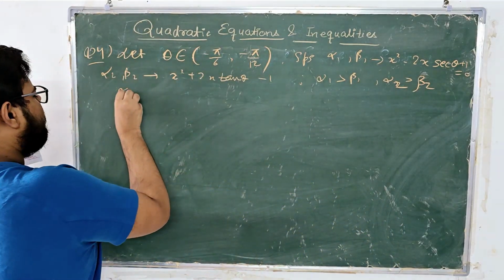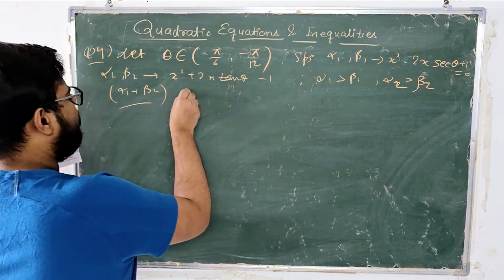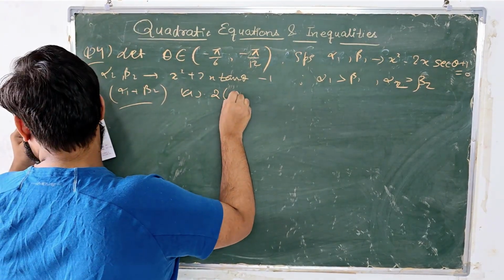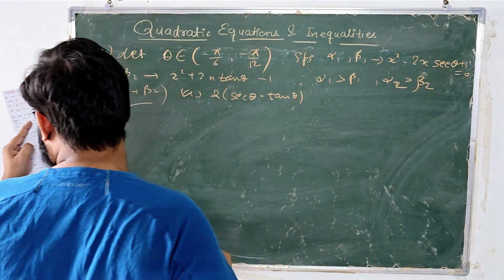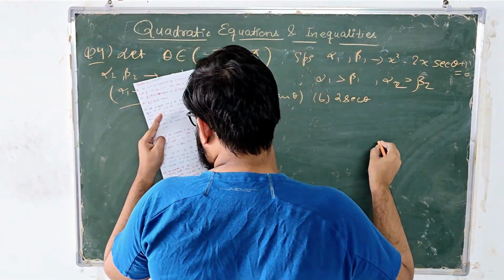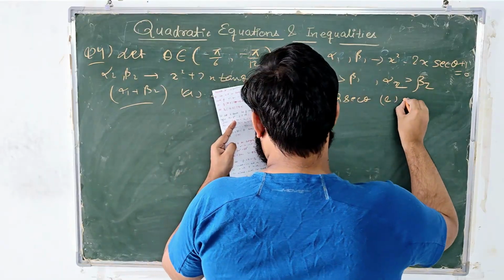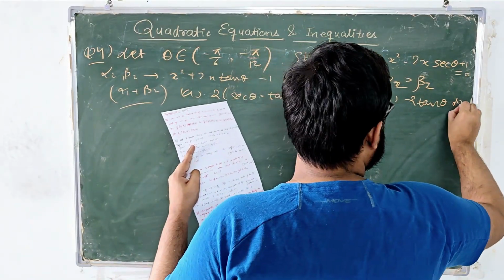Then what is the value of alpha 1 plus beta 2? Okay, so we have to find this. Options are: A, 2 times sec theta minus tan theta. Option B, 2 sec theta. Option C, negative 2 tan theta. Option D, 0.